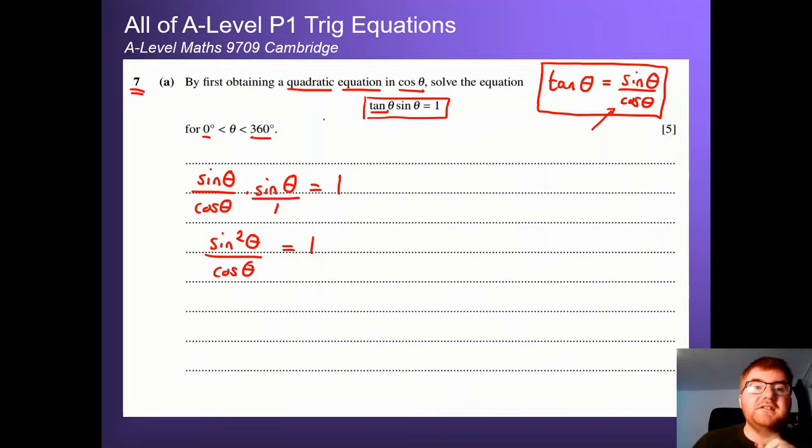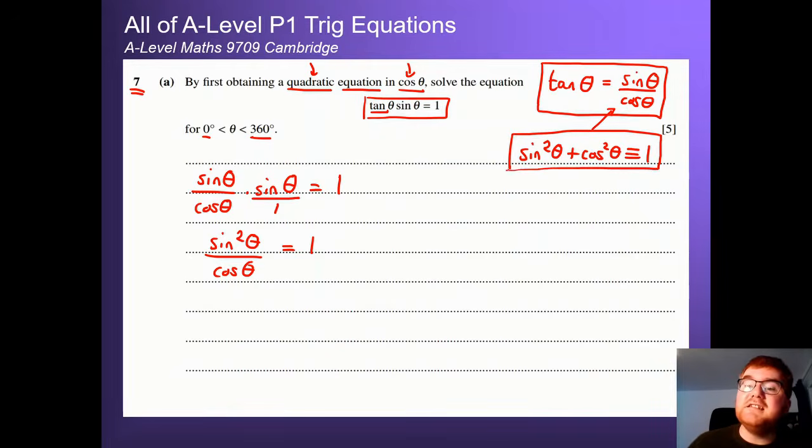And now notice, I'm going to read the question here. I want a quadratic equation in cos theta. And at the moment I have it in sine squared theta, which is not quite what I want. This comes to our second very important identity, which is that sine squared theta plus cos squared theta is always equal to 1. A really important identity.